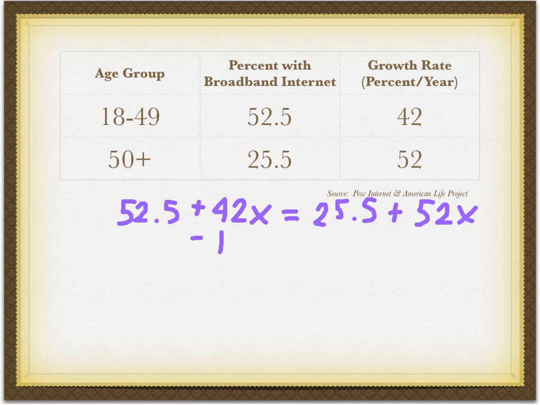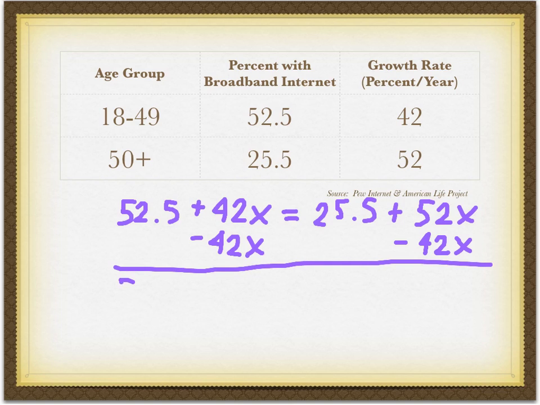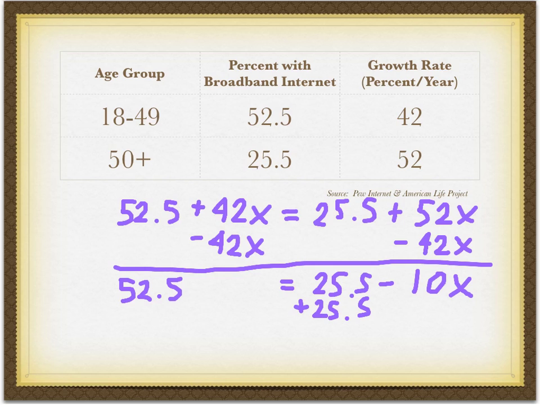This time let's get all my x's on the right. Sometimes as you do this you'll want to try to set it up so you have positive x values. Here's one of those times. So what I have left now is 52.5 equals 25.5 minus 10x. Now I'm going to add this 25.5 to each side.